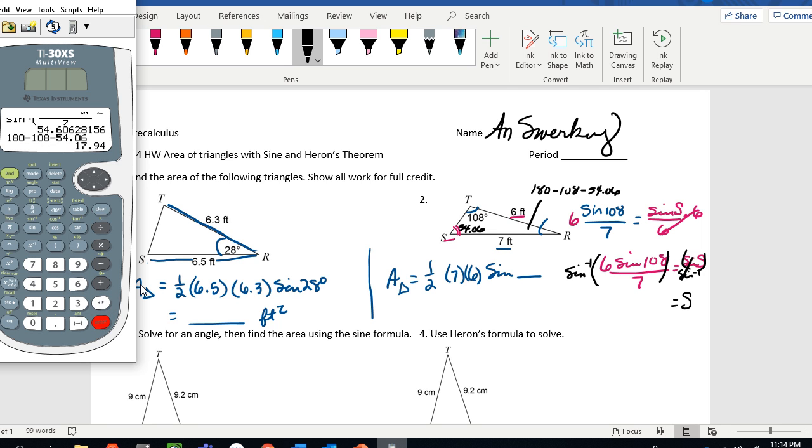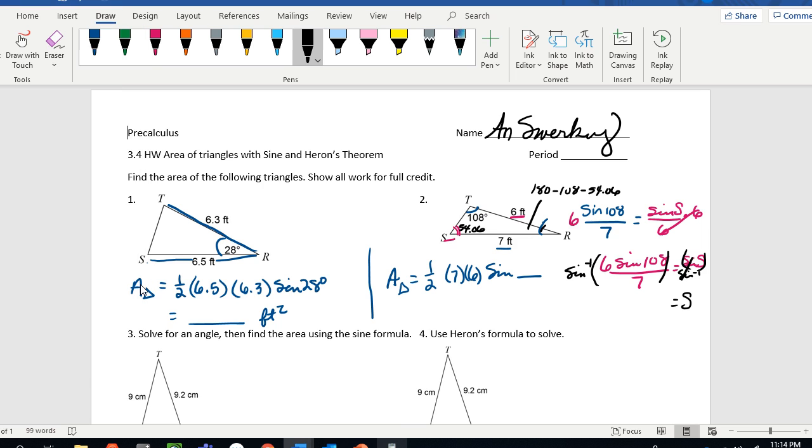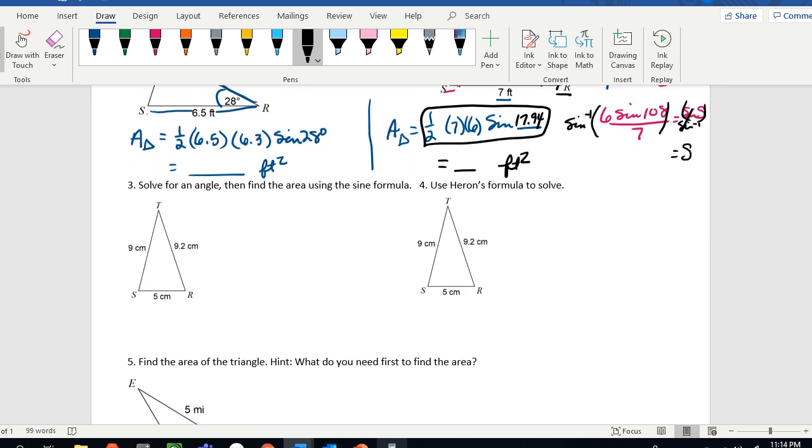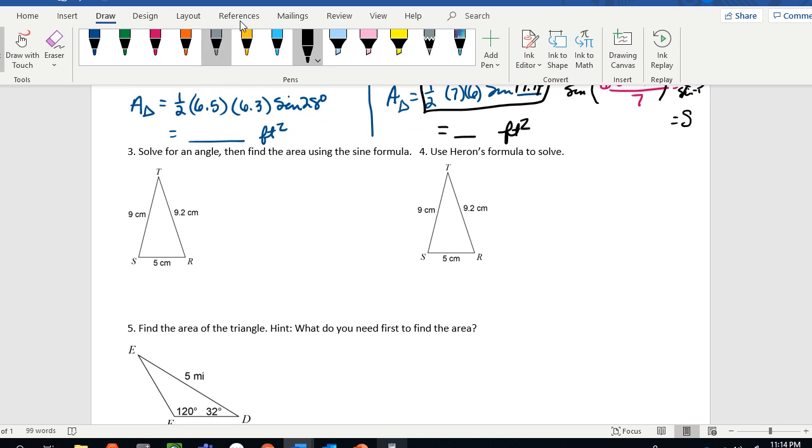Okay, 17.94. So this angle is 17.94. So now that I have angle R, I'm going to put 17.94 here. And when I put all of this in a calculator, I'll have my answer. Equals however many feet squared. Okay? There you go. All right, I'm going to leave that for you to do. I'm not going to take the time on it, because I'm trying to keep this short and sweet.